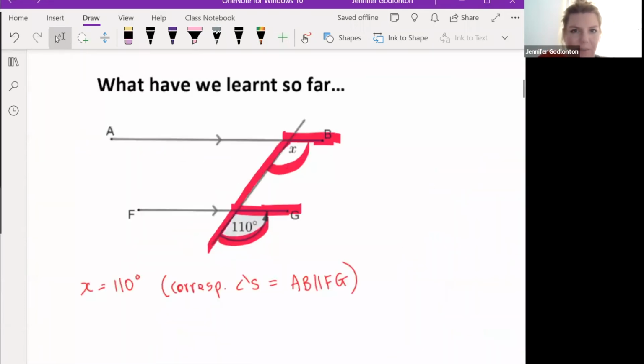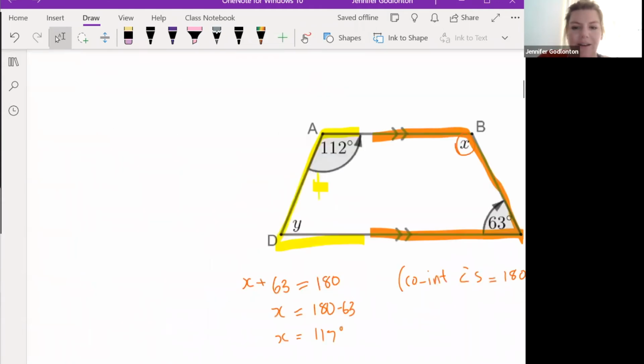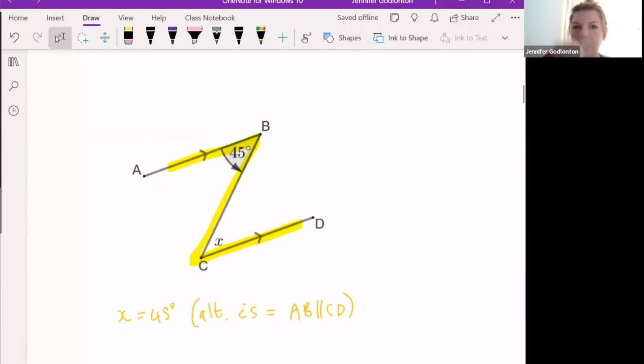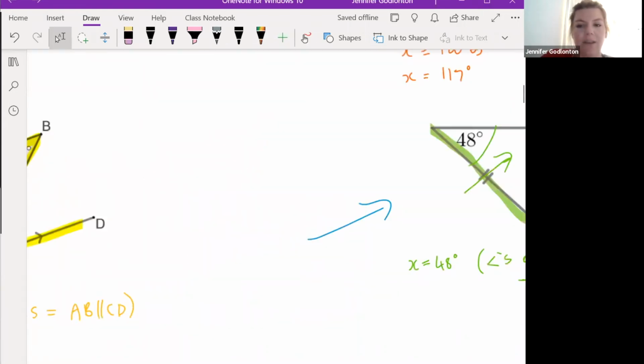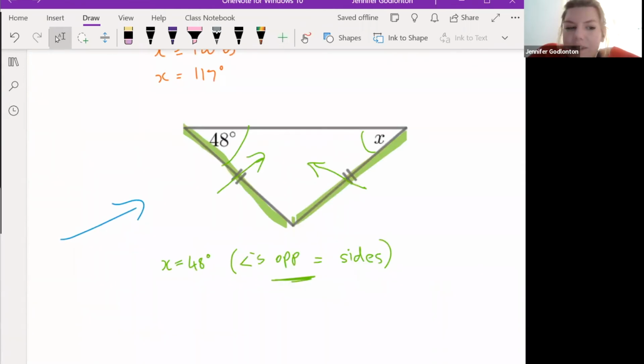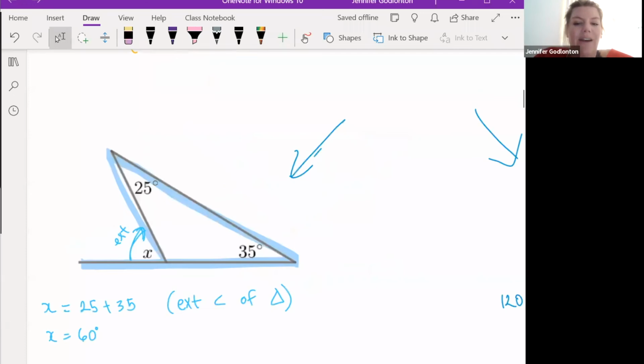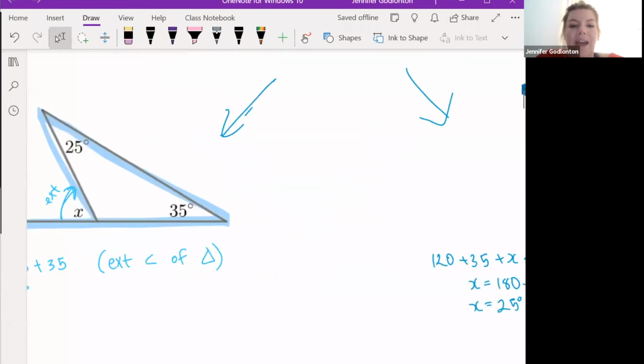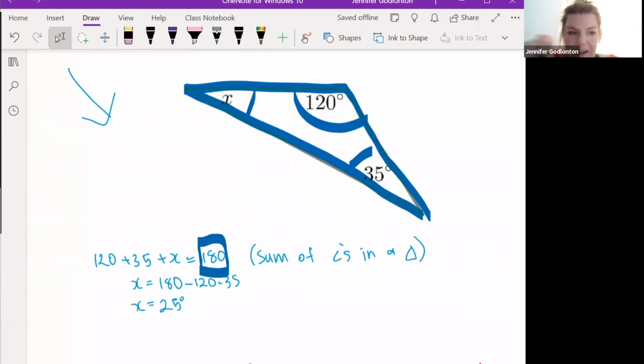We have corresponding angles. That's when we have our F, okay? And when we have parallel lines. We have co-interior angles. That's when we have our U with parallel lines. We have alternate angles. That's when we have our Z or our N. We have angles opposite equal sides when we have an isosceles triangle. We have exterior angle of a triangle when we have this outside angle that's part of a triangle. It has to be on a straight line. We have sum of angles in a triangle when we're adding all of our angles together in a triangle.